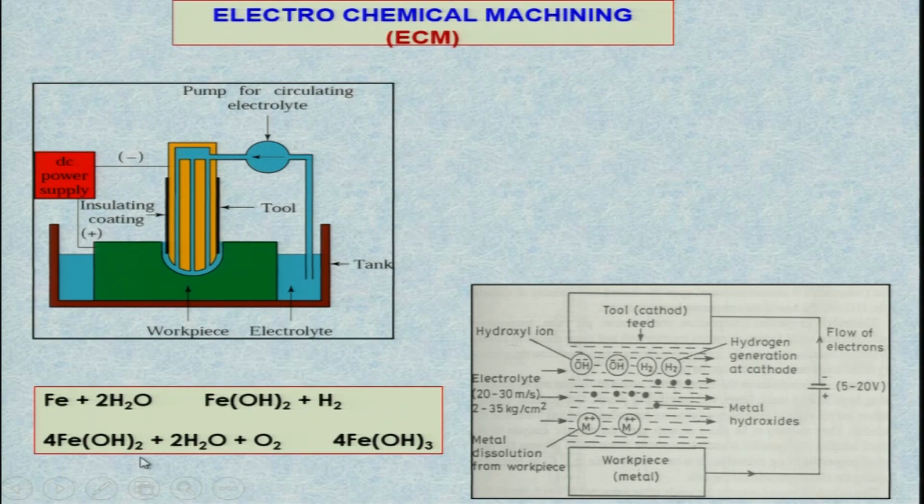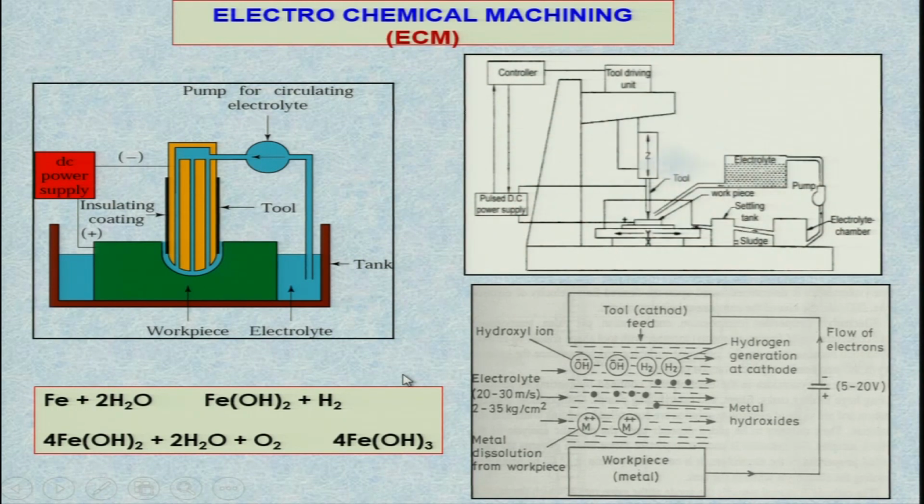Then Fe(OH)2 can further react with water and oxygen, H2O plus O2, and you get Fe(OH)3. So, it can be ferrous hydroxide or it can be ferric hydroxide depending on certain conditions. And this is the simple schematic diagram for electrochemical machining, which can also be used for electrochemical micro machining.